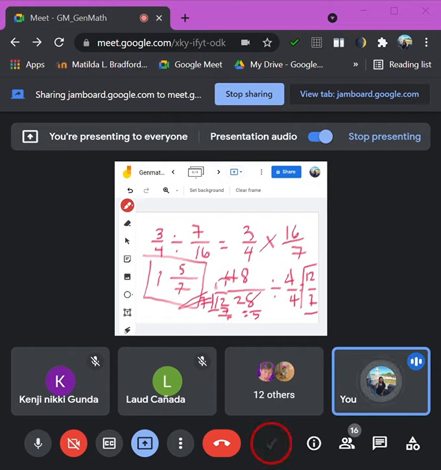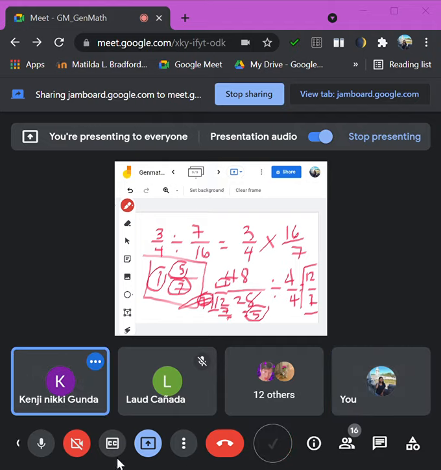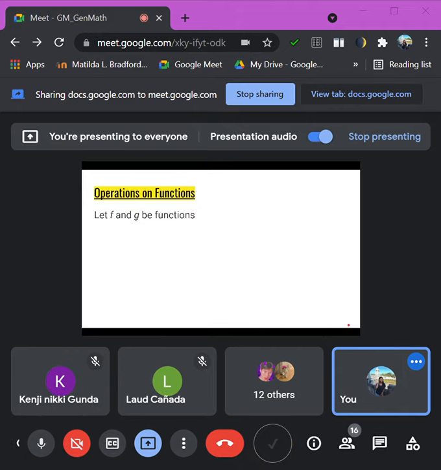The quotient becomes the whole number. The remainder becomes the numerator. And the 7 here, which is what we divided by, the divisor, becomes the denominator of your final answer. Okay? Did you understand? It is just a division. Yes, class. Okay. Now, let's go. No more questions? Okay. Now, let's go to our operations on functions.